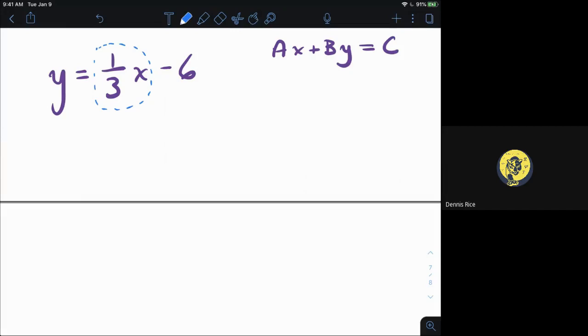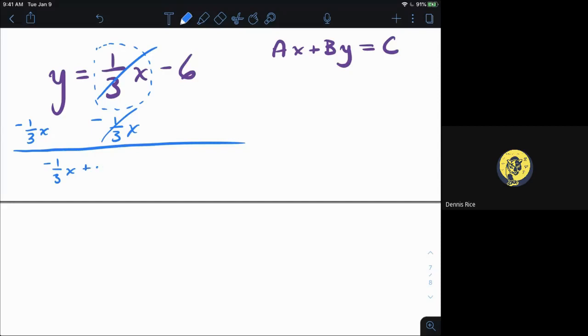Good. I'm going to subtract 1/3 x here. So that's basically washing it, right? And then I'm going to do the same thing on the left. So now I'm going to rewrite it. Negative 1/3 x plus y equals -6.